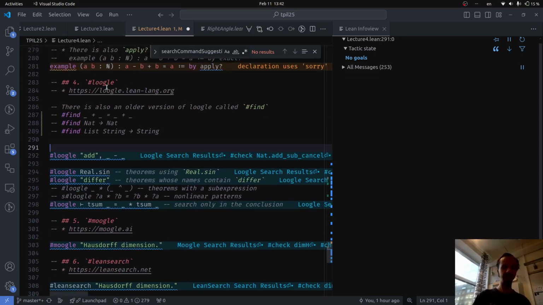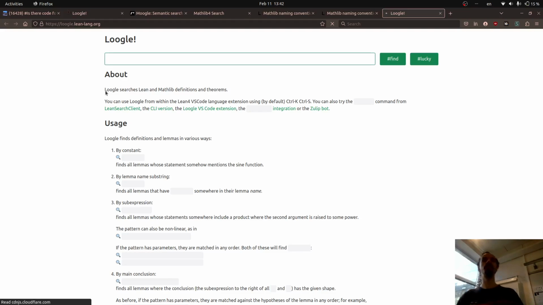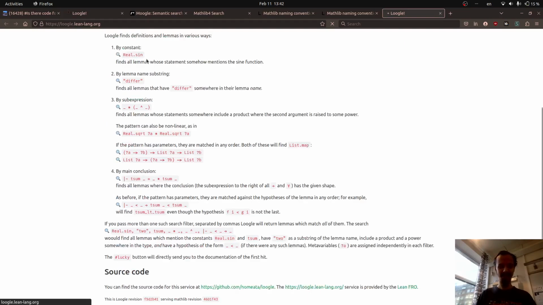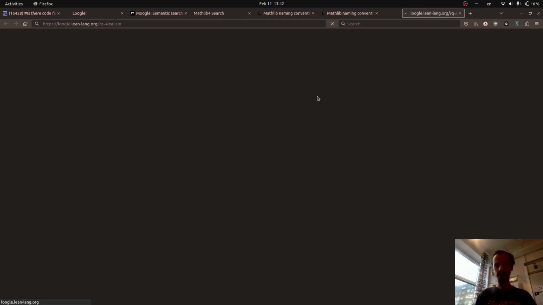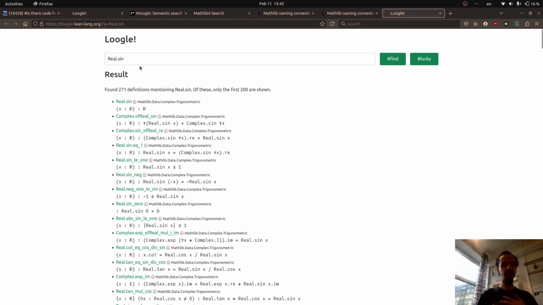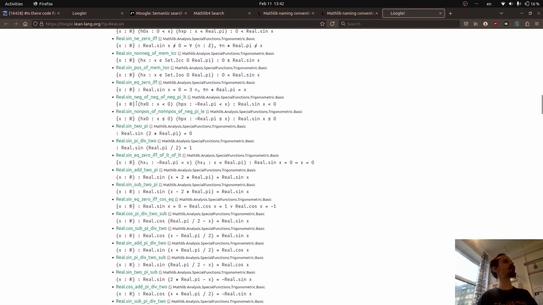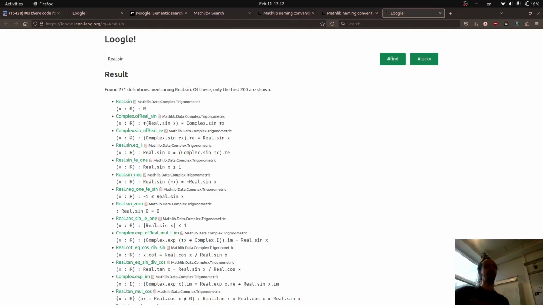So, Moogle also has a web interface, and actually the next couple tools I'm going to show you have a web interface. So you can either search here, so I can do like nat to nat. And in fact, I tried this earlier and I think this won't work. So maybe not a good example. This will work. So if I search for real.sign, then it gives me this list of all the things that mention real.sign. So this is basically pattern matching over pieces of the name of the theorem or the type of the theorem.